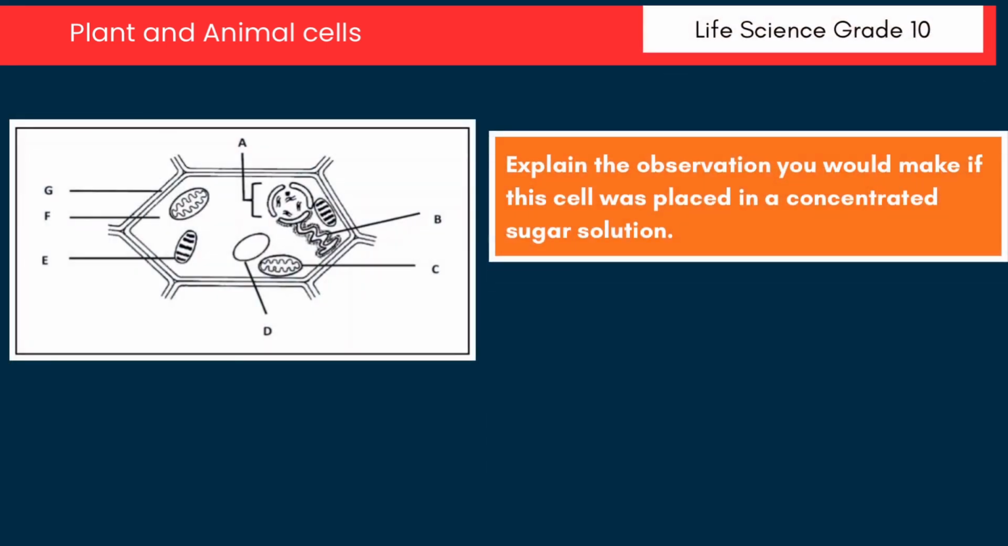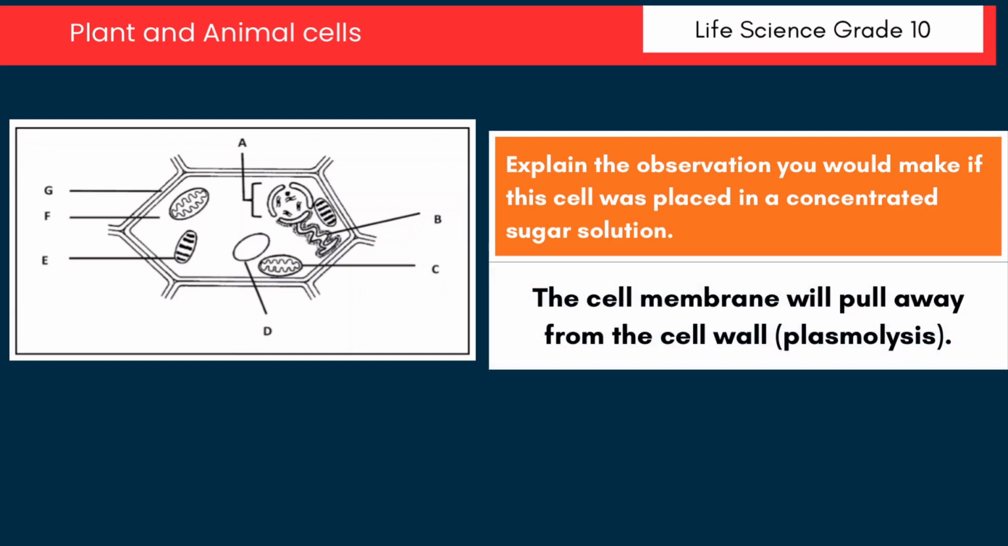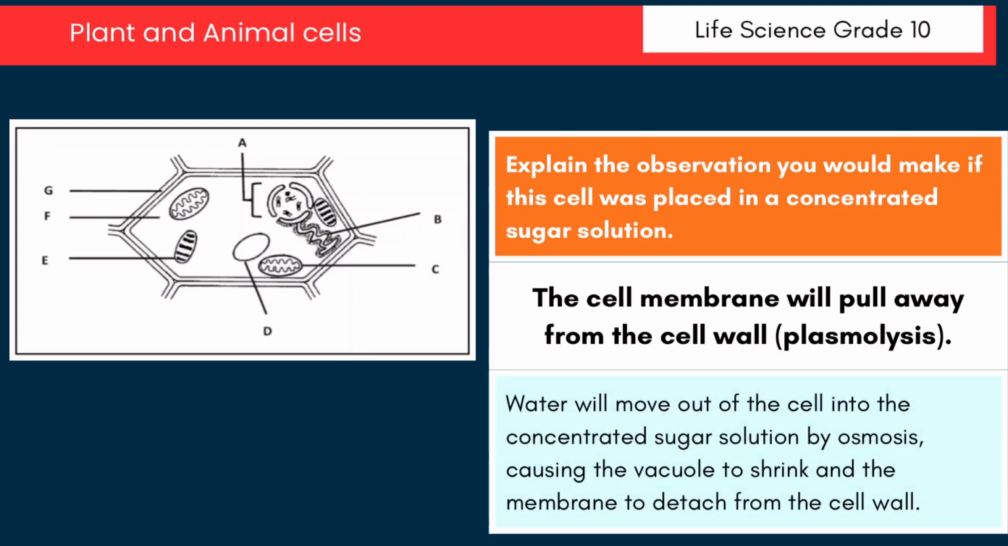Question. Explain the observation you would make if this cell was placed in a concentrated sugar solution. The cell membrane will pull away from the cell wall, plasmolysis. Water will move out of the cell into the concentrated sugar solution by osmosis, causing the vacuole to shrink and the membrane to detach from the cell wall.